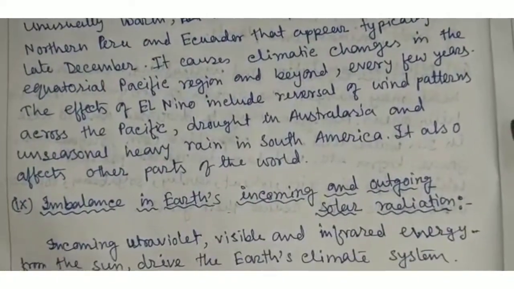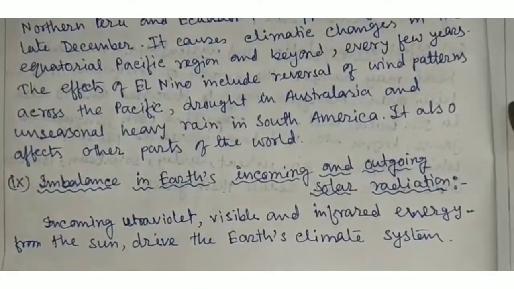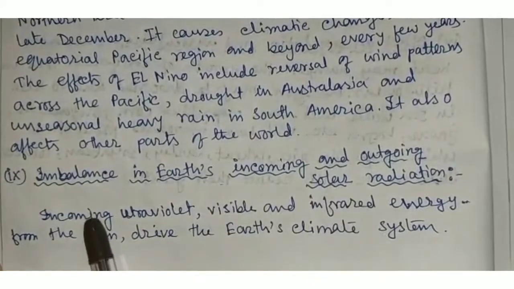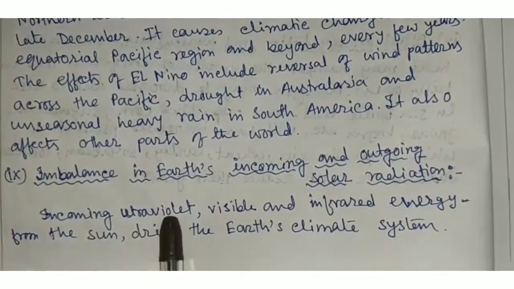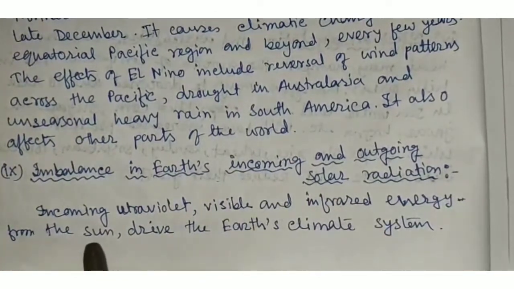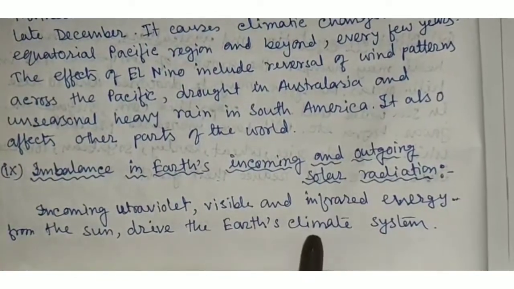Imbalance in Earth's incoming and outgoing solar radiation. Incoming ultraviolet, visible and infrared energy from the sun drives the Earth's climate system.